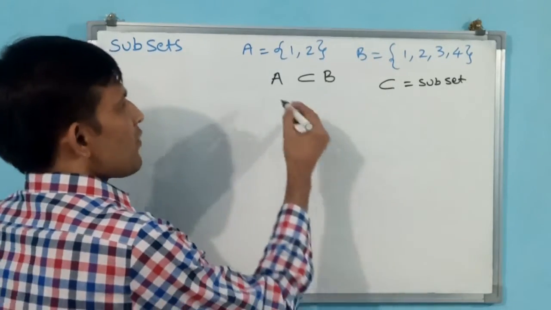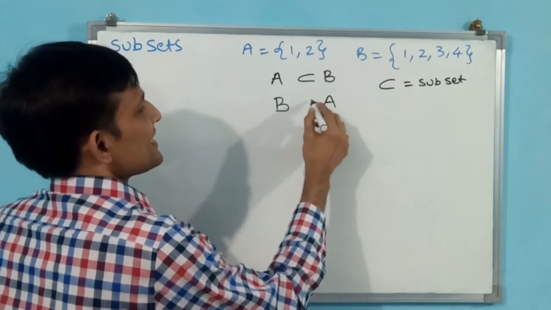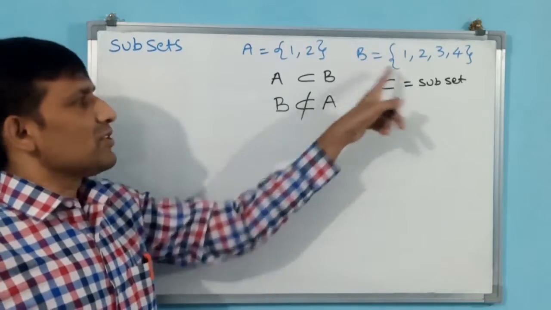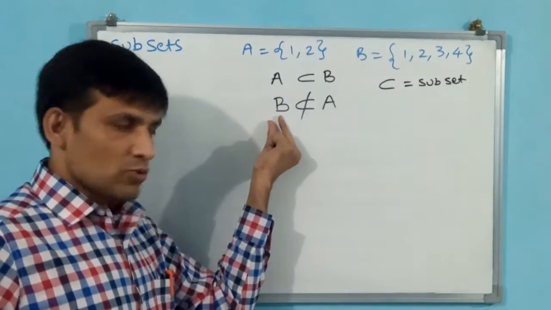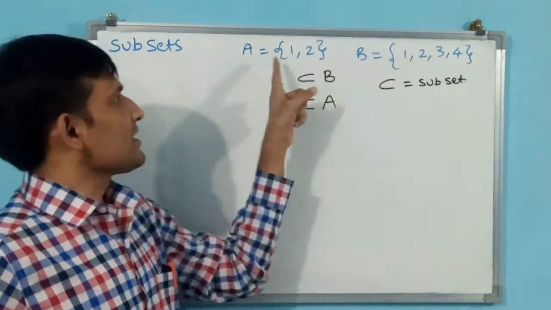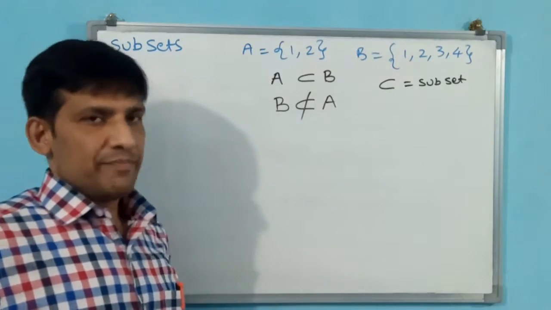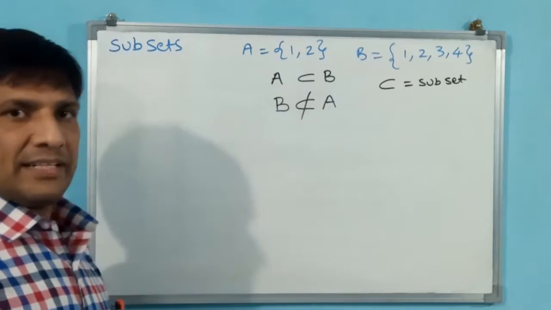What about the B to A relation? B is not a subset of A. Why? Because whatever elements are there in B are not all available in A. 3 and 4 are not there in 1 and 2. That is why B is not a subset of A. Now you understand subset.